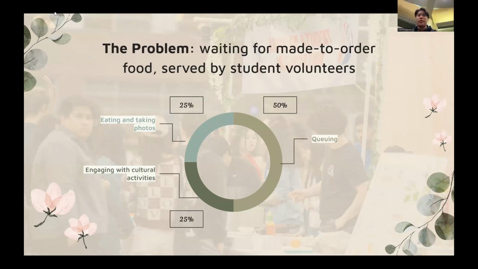All right. So what is the problem that we've identified here? It's basically that we estimate that roughly 50% of the time, the average participant at the Pan Asian Festival is sitting in line waiting for food. The reason for this is that a lot of the food is made to order, and it's also served by student volunteers who may not have a lot of experience in serving food, taking orders, and organizing a streamlined system. So our application aims to create this system so that participants will spend less time waiting in line and more time engaging with all the other cultural activities at the festival.